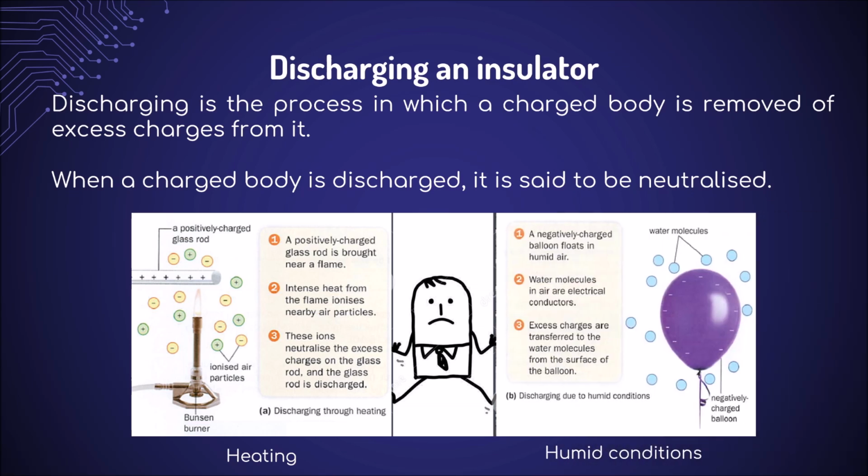Another way to discharge is using our normal humid conditions, which is why it is not very easy to build up static electricity in Singapore. Let's say I have a negatively charged balloon in the surrounding air. A humid environment means there's a lot of water vapor in the air, and water molecules can serve as a form of electrical conductor as well. Although water is not a very good electrical conductor, it can still conduct some electricity. The excess charges get transferred to the water molecules when they touch the surface of the charged object, in this case the balloon. That's how we can discharge an insulator.